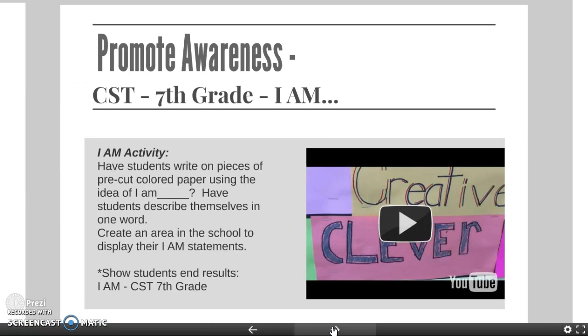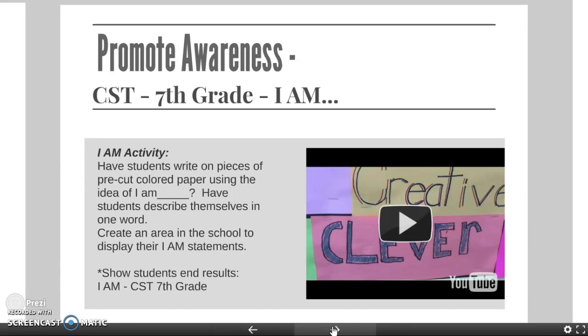Now, I want to move on to one of the things that we did this last year to promote awareness. We really didn't go into the People First Language, but in hindsight, reading over this, it would be a great activity to incorporate. So last quarter, the 7th grade team, we did these I am statements. We didn't tell the students. We just cut out strips of paper and said, I want you to think about yourself.